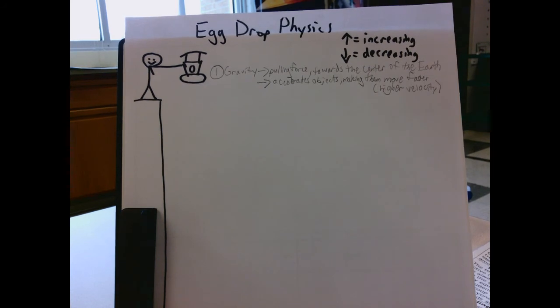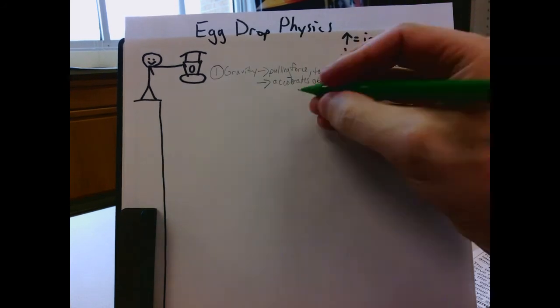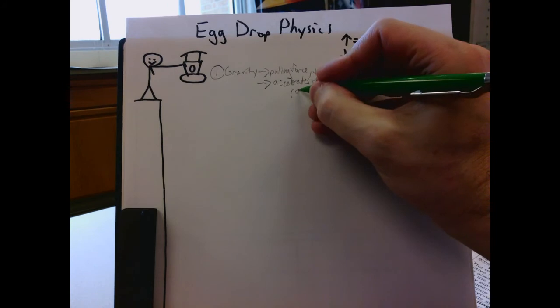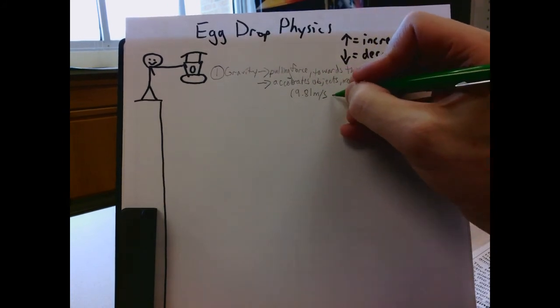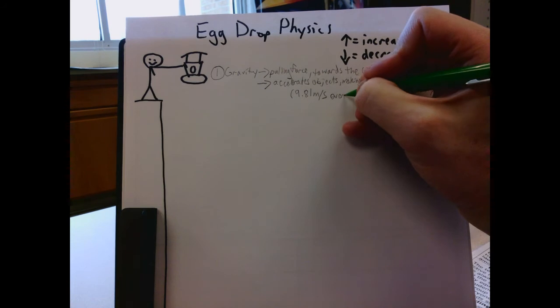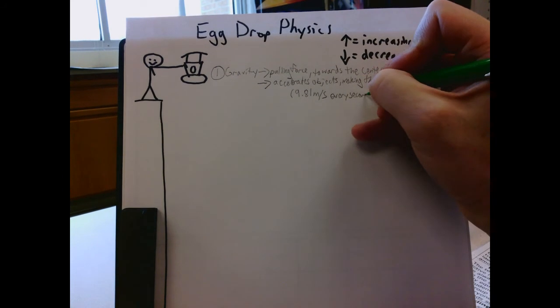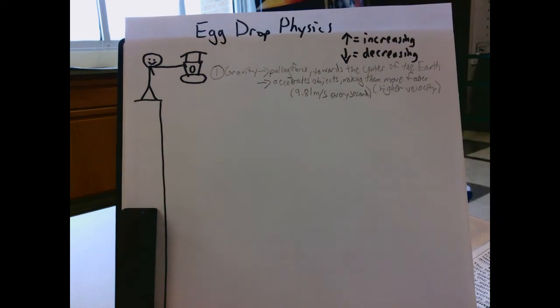Okay, and we can add a specific number to this acceleration. The specific acceleration is 9.81 meters per second every second. So every second that you fall, you get 9.81 meters per second faster. This is why people get into trouble when they fall.